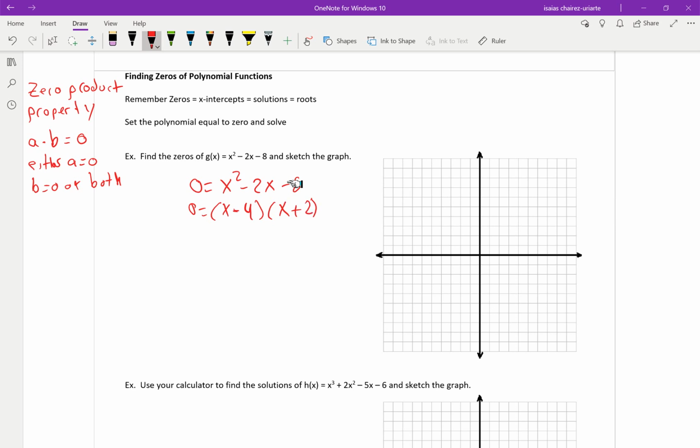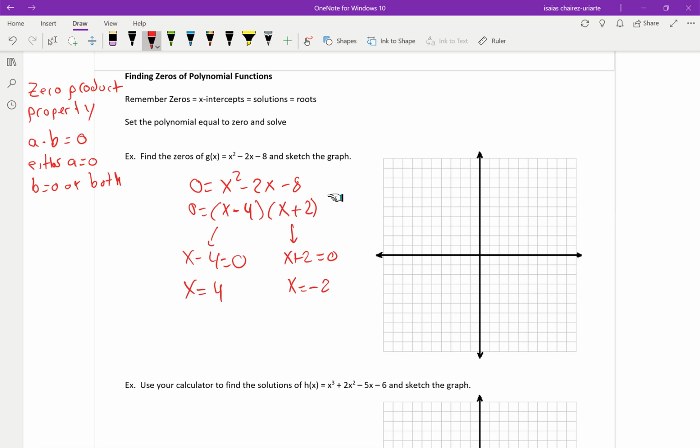Now I'm going to take advantage of the zero product property, because now what I have is a product of 2 things that's equal to 0. The only way that can happen is if either of these factors, these are called the linear factors, is 0. So I set the linear factors equal to 0: x minus 4 equals 0, and x plus 2 equals 0, which says that x equals 4 and x equals negative 2.